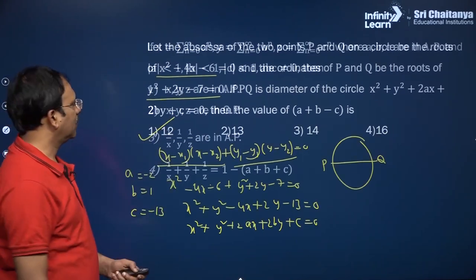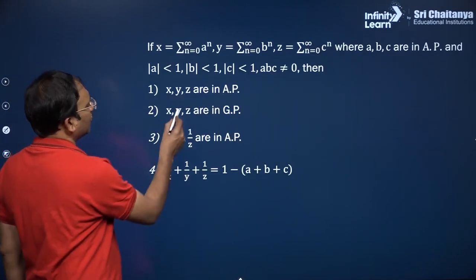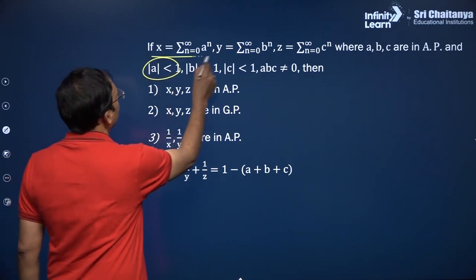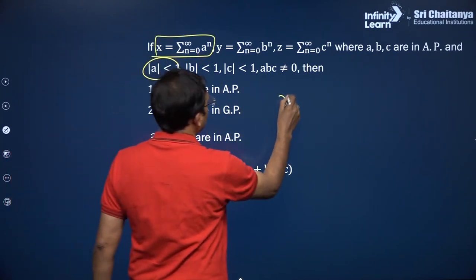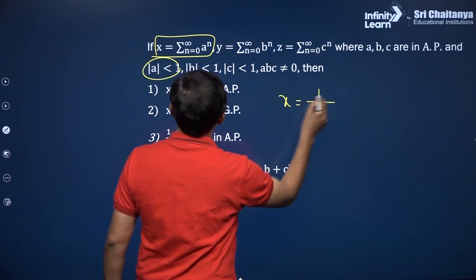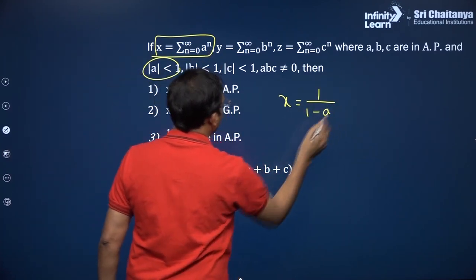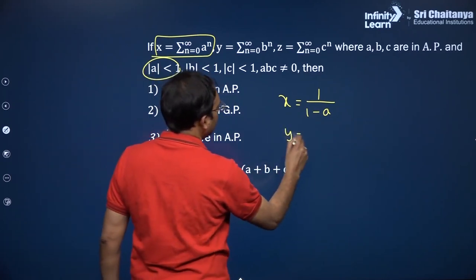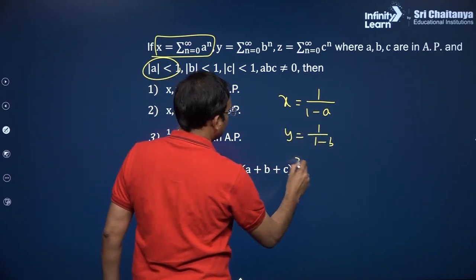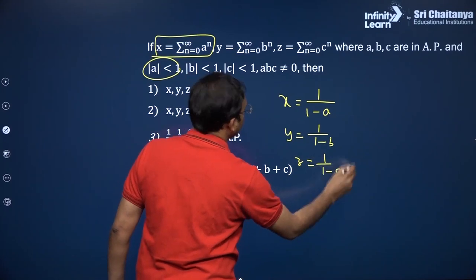That's it. Simple. Next, you see, mod a less than 1 means this is an infinite series. X is nothing but a by 1 minus r. N is equal to 0, first term is 1, by 1 minus r is 1 by a. Similarly, y is 1 by 1 minus b, z is equal to 1 by 1 minus c.